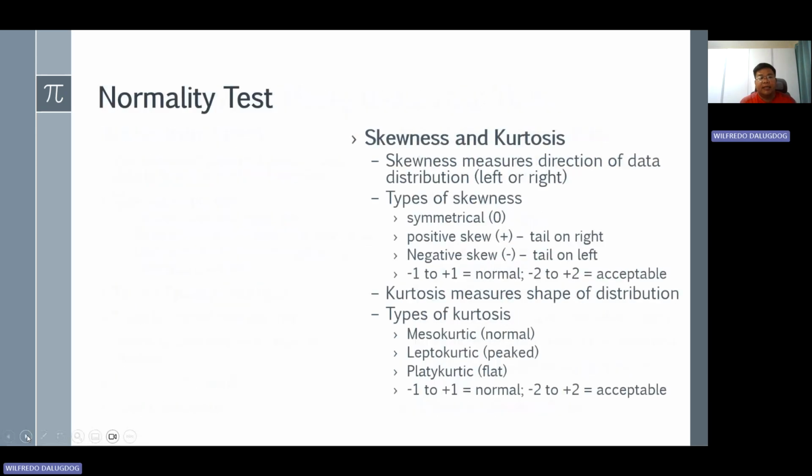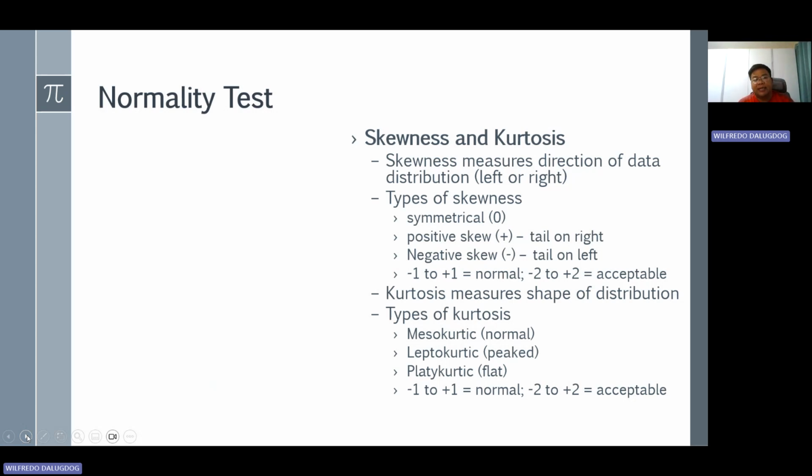So first, let me share with you skewness and kurtosis. This sharing is focused on the normality test of your data, specifically skewness, kurtosis, and the Shapiro-Wilk test. Skewness is a measure of direction of the data distribution. It could be left, right, or symmetrical.